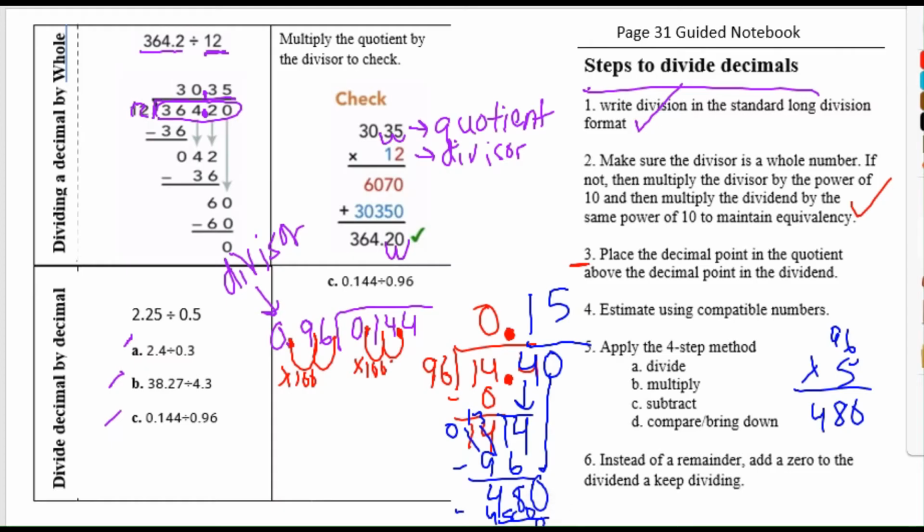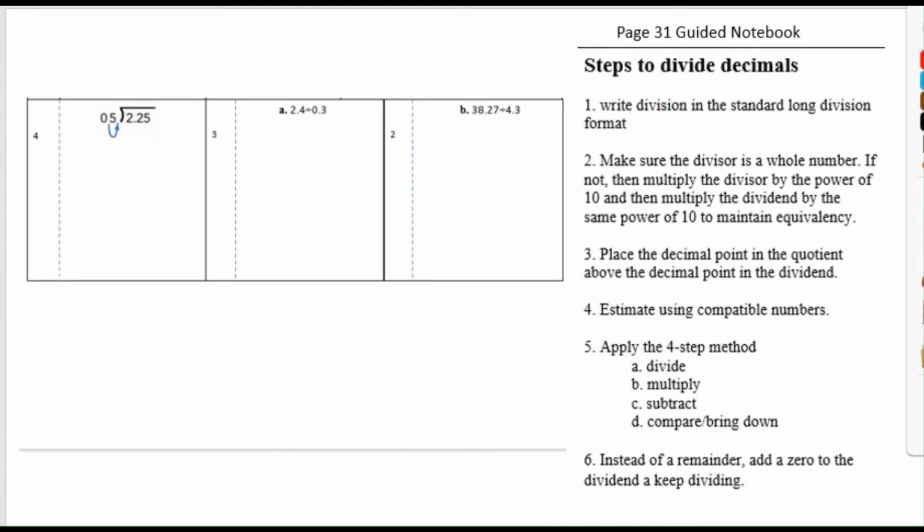Now, in order to check your work, you don't have to put the check on your paper because I know you don't have space in this book, but if you could squeeze it somewhere, you can. So to check your work, take your divisor, multiply it by your quotient, or it doesn't matter which order you put this in. And then you will multiply like normal.